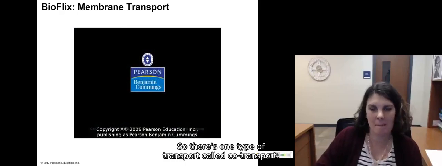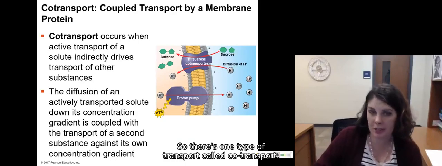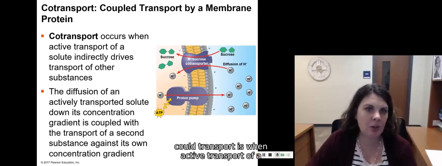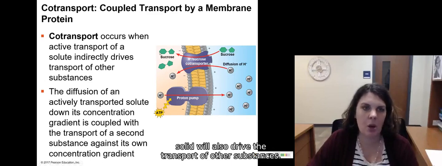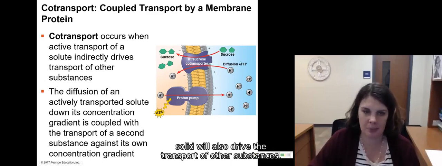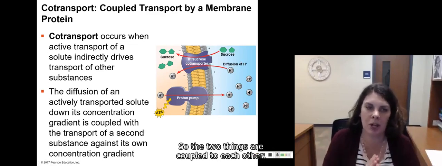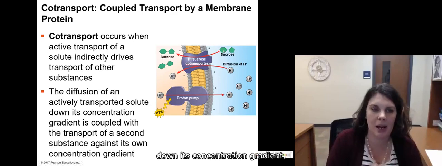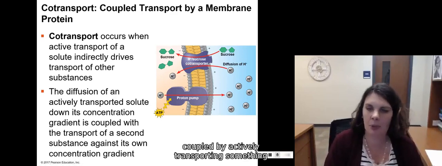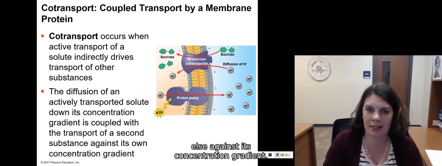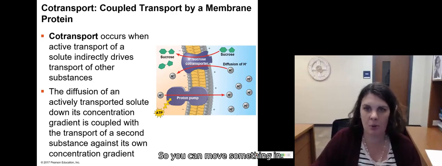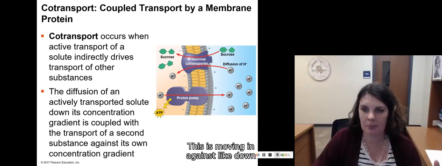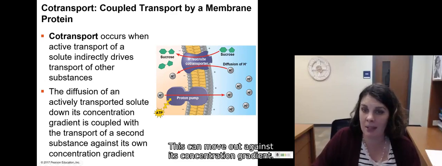Okay, so there's one type of transport called co-transport, if you're paying attention to that video. Co-transport is when active transport of a solute will also drive the transport of other substances. So the two things are coupled to each other. You're diffusing something down its concentration gradient, coupled by actively transporting something else against its concentration gradient. So you can move something in. This is moving in down its concentration gradient, and able to power this moving in, and this can move out against its concentration gradient.